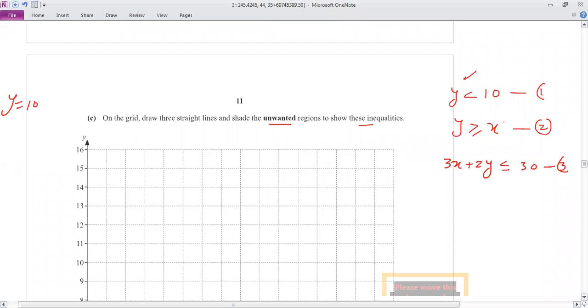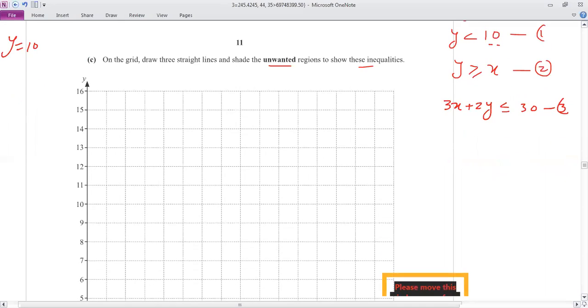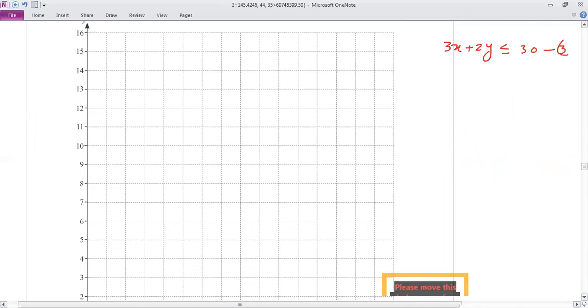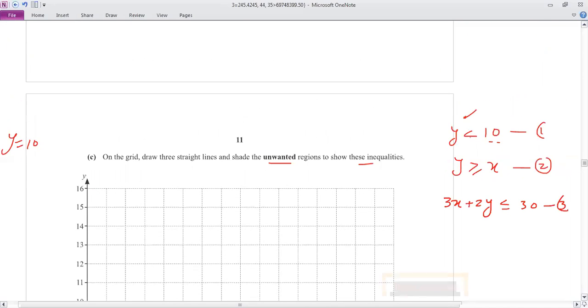For any inequality, when you have to draw, we write the equation, and the method to write the equation is just remove the less than or greater than sign. So y is equal to 10. I will just draw the line y equal to 10. Now, where is the line y equal to 10? It's here, passing through y equal to 10. And you can see it is just less than, so the line should be a dotted line.